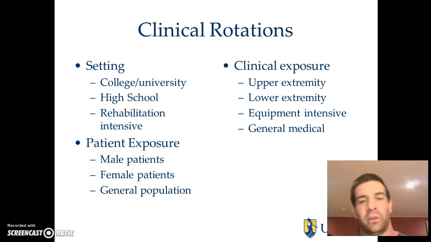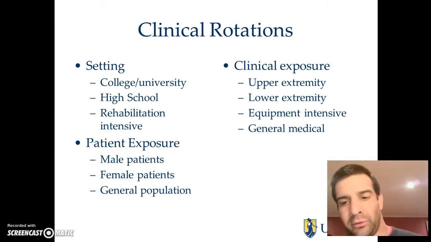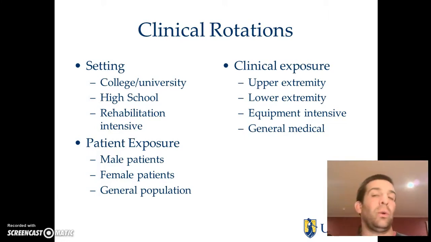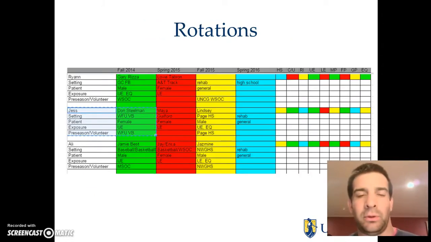And again, they have 4 rotations with a minimum of 300 hours and a maximum of 450 hours for each rotation. So even at the bare minimum, 4 rotations of 300 hours are going to get 1,200 clinical exposure hours in addition to their didactic academic coursework, which is a pretty good amount.